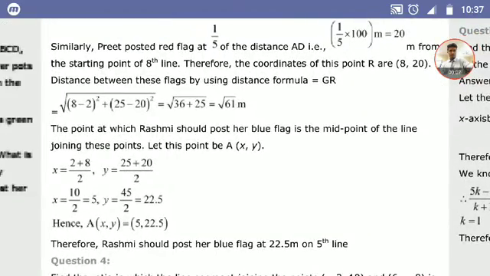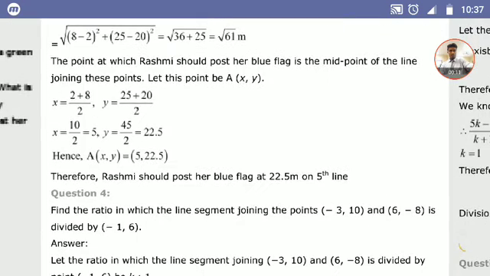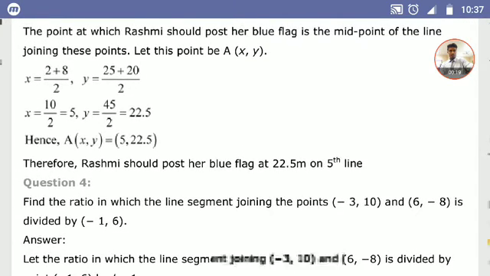So we were doing coordinate geometry of class 10th. I believe everybody has completed till question number 3. Now question number 4. See, what we have done all this while, ratios were given, right? M is to n was given and we had to find the point. Now the point is given, you have to find the ratio.